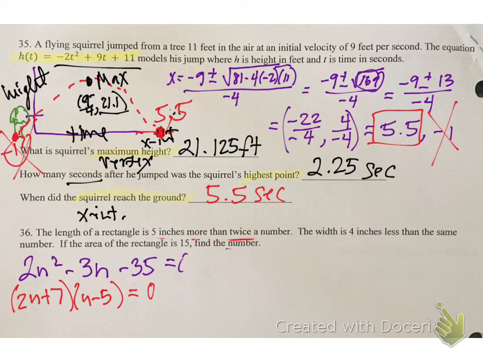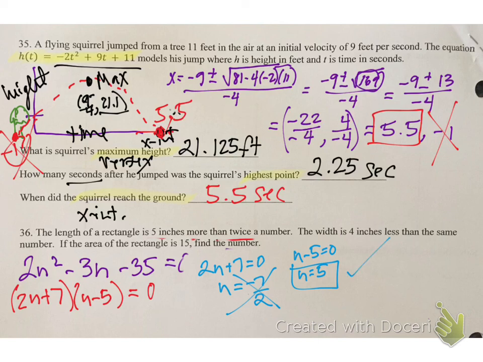And once I do that, I'm going to set each one equal to 0, and you're going to get a positive and you're going to get a negative number. So you'll only use the positive because you can't have a negative number. So 2n plus 7 equals 0. N equals negative 7 over 2. And then n minus 5 equals 0. N equals 5. You use the positive one, not the negative one. So my number would be 5.